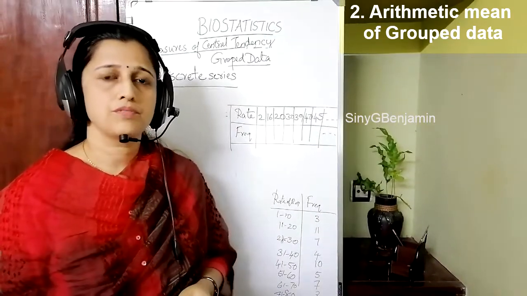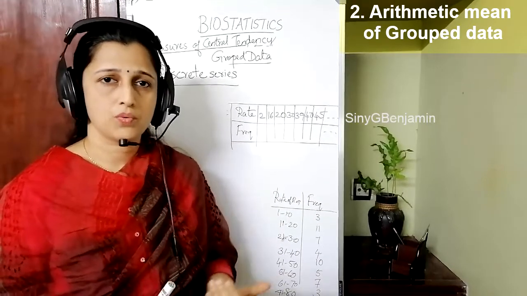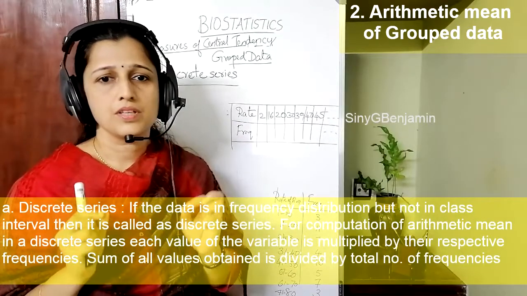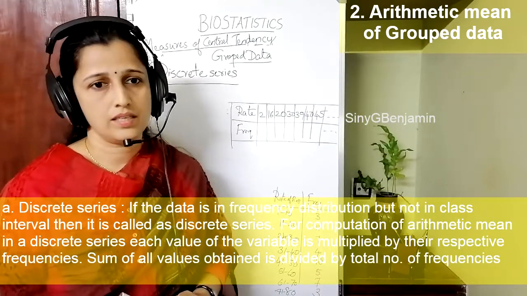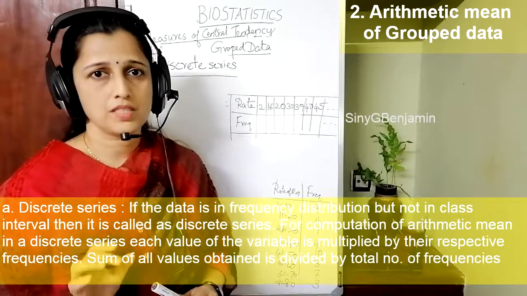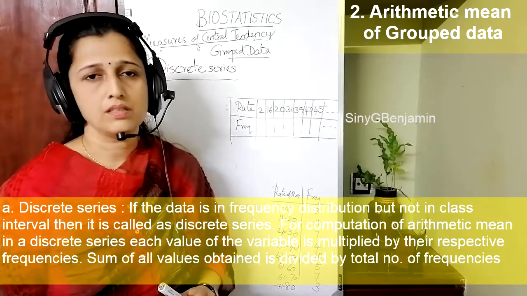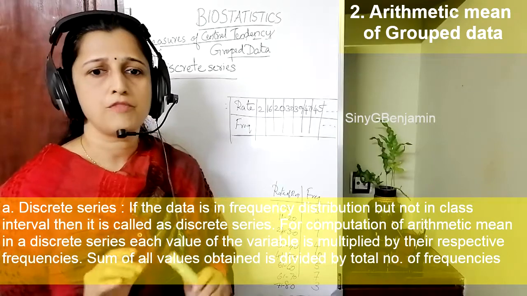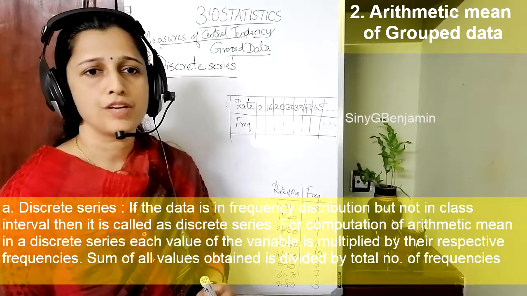In the previous tutorial, we explained how to write a frequency distribution table based on frequency with class intervals. Discrete series means the data is in a frequency distribution but not in class intervals. For computation of the arithmetic mean of a discrete series, each value of the variable is multiplied by the respective frequencies, and the sum of all values obtained is divided by the total number of frequencies.